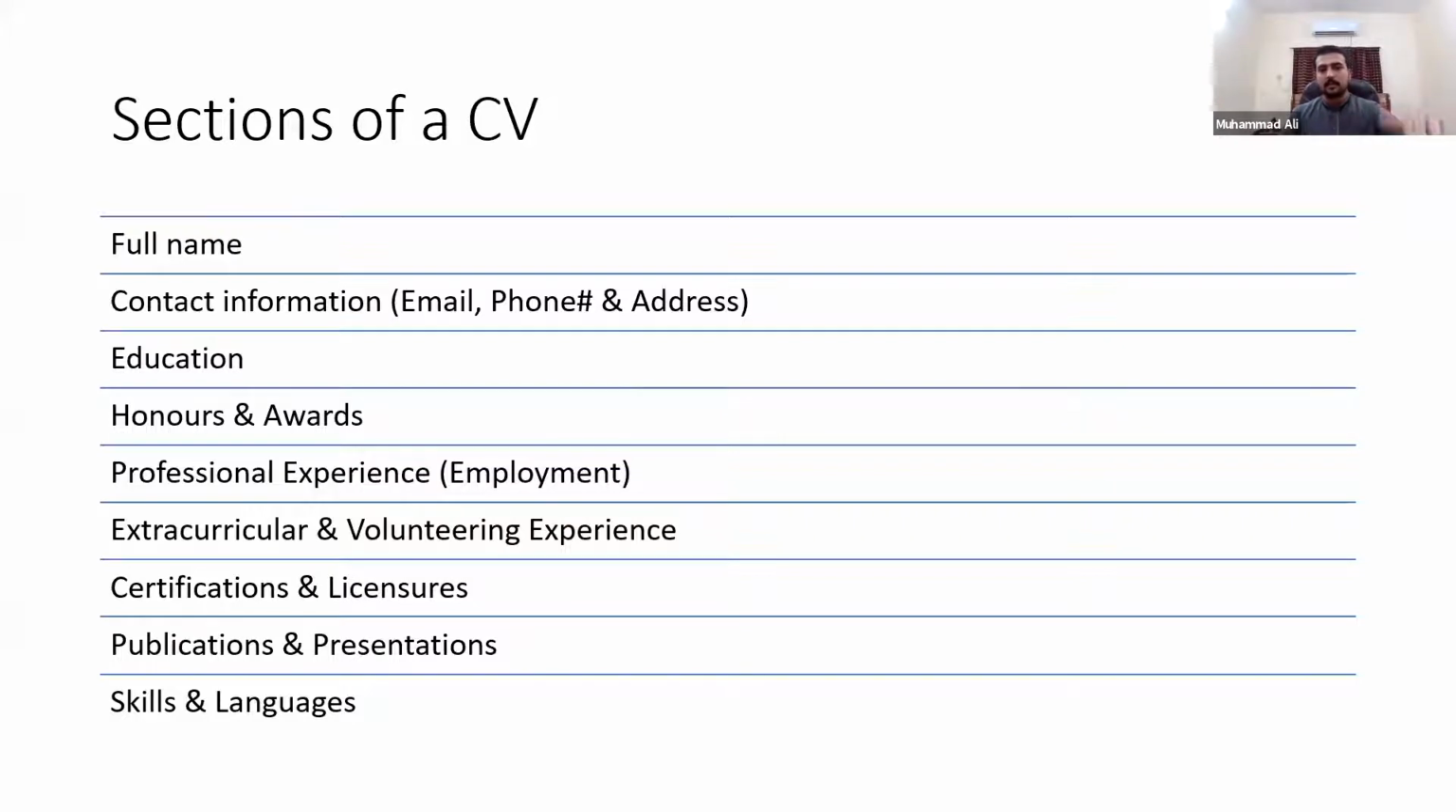So this will go for all of the sections, so we won't be going over it again now. So full name, followed by contact information, your educational background, honors and awards, professional experience, extracurricular and volunteering experience, certifications and licensures, publications and presentations, including your research work, and skills and languages. And then you can also add on other sections based on what you have been doing. But these are some of the general sections that should be there in your CV.